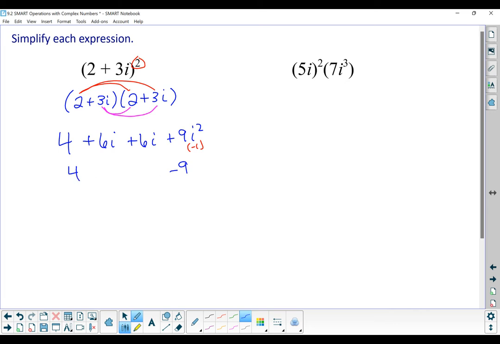So we've got a 4 and a negative 9 for our real part. And our imaginary part is a couple of 6i's. So the 4 minus 9 gives me negative 5. And our imaginary part is a 12i.